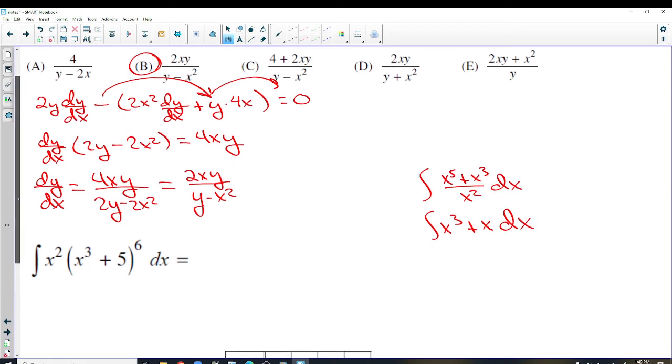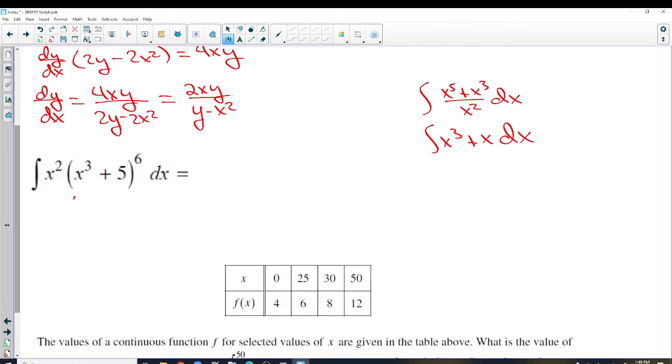This one happens to be u substitution. So I see a function and its derivative, at least a multiple of its derivative. Oops, squared. Now we don't have 3x squared dx. We only have x squared dx, but that's all right. We'll just move the 3 over. So 1/3 du is equal to x squared dx. So you have to be able to see a function and its derivative for u substitution.